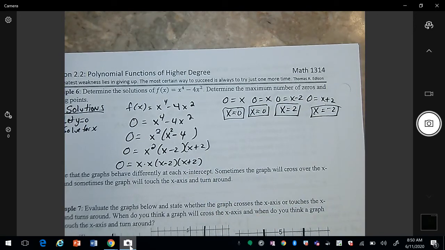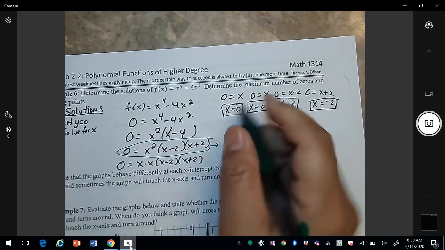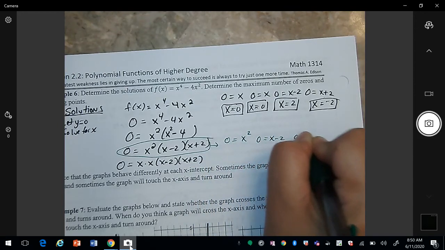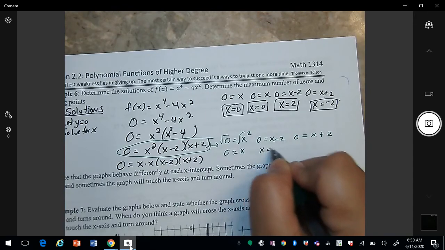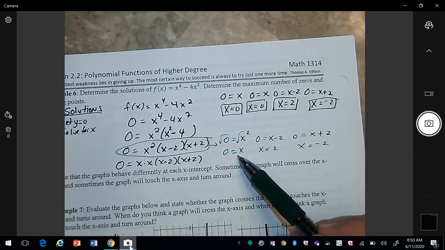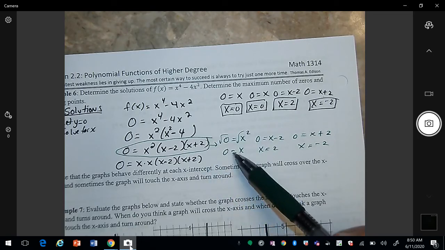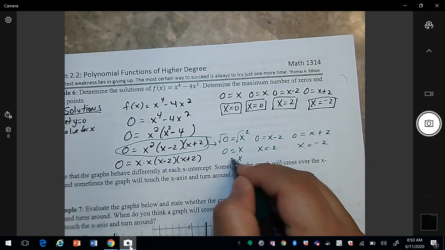You want to be careful here, because at this step, if you had said 0 is equal to x squared, 0 is equal to x minus 2, and 0 is equal to x plus 2, then to solve for x here, we take the square root. So we get x is equal to 0, x is equal to 2, and x is equal to negative 2. Here we're only listing it once, but in reality there's two zeros at x equals 0. If you take the square root, just remember that there's actually two answers here. You get the plus and the minus answer.